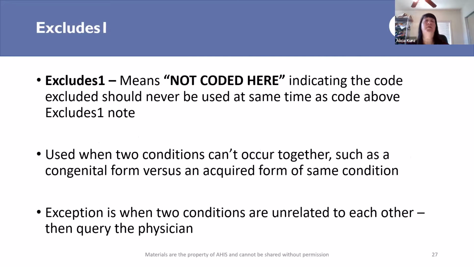Excludes notes. We have 2 types of excludes notes. Excludes 1 means not coded here. That means that the code that we are supposed to be excluding can never be used at the same time as the code you're using. A lot of times you'll see these with codes that can occur together, so congenital versus an acquired form of the same condition, because it's one or the other. And there's an exception, if the 2 conditions are unrelated to each other, then you may need to query the physician.